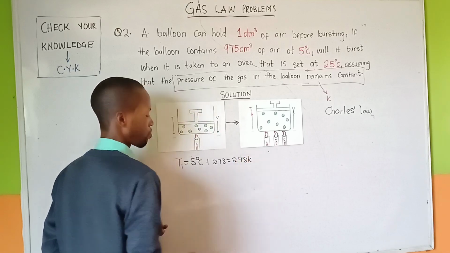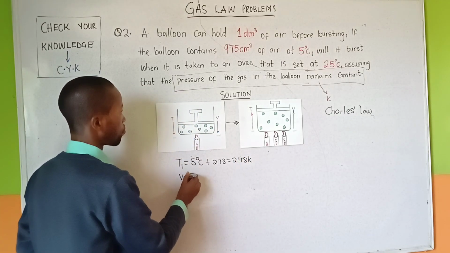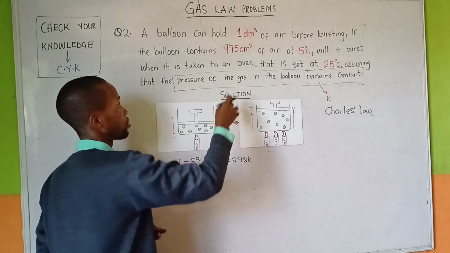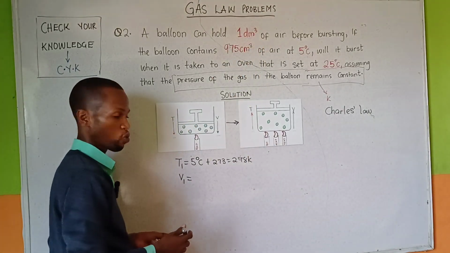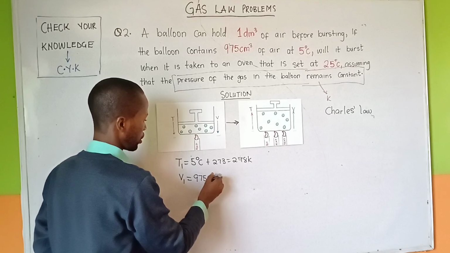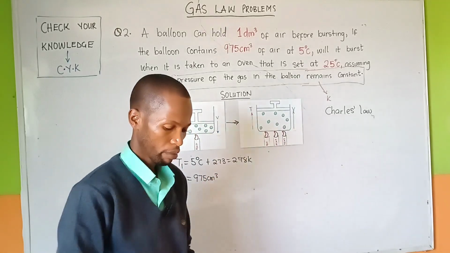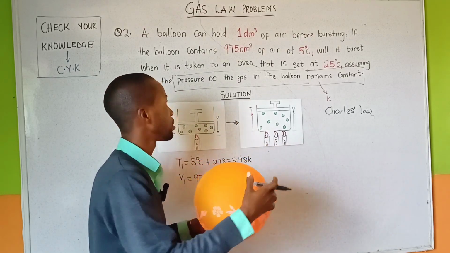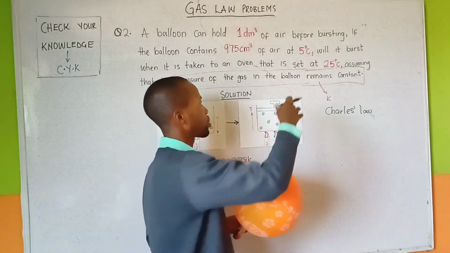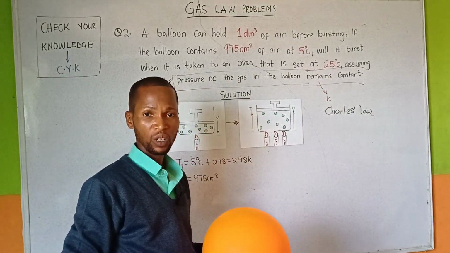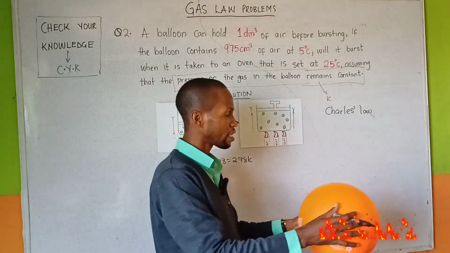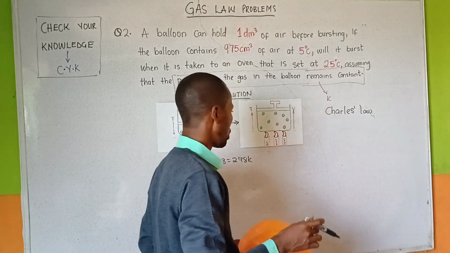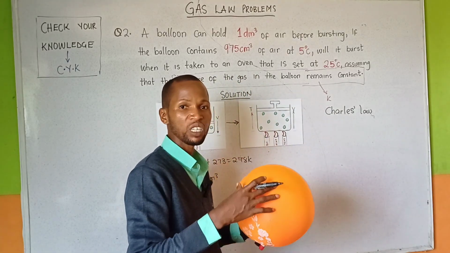278 Kelvin. And at volume V1, we are expected to use this volume because that is the volume of air in the balloon. This is the standard for confirmation if the balloon will burst. So we have 975 cm cube. So here is the balloon. We have originally the volume of air in the balloon is 975 cm cube. At what temperature? At 5 degrees Celsius, at a very low temperature. But in an instance whereby the balloon is taken into an oven set at 25 degrees Celsius, you will discover that the volume tends to increase.